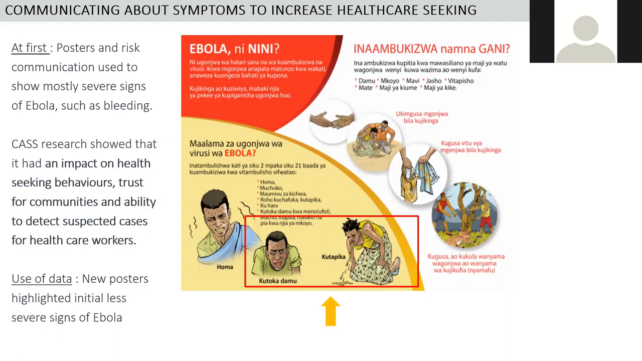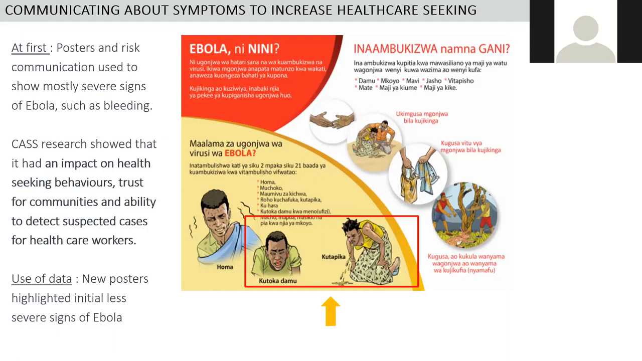And if you're only showing them the last stages, they're not going to be able to recognize when to go and seek care. And it also had an impact on the trust, because people could not reconcile what they were seeing around them in the community with what they were being shown in messaging and posters. And it also had, lastly, an impact on the ability for healthcare workers to detect suspected cases when they received it in their structures.